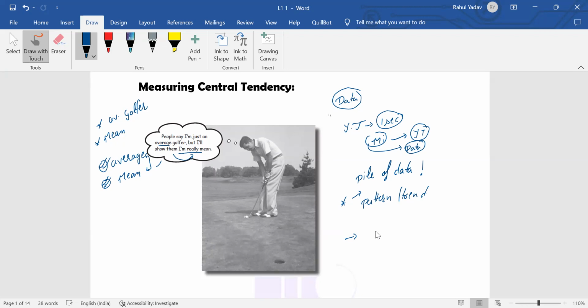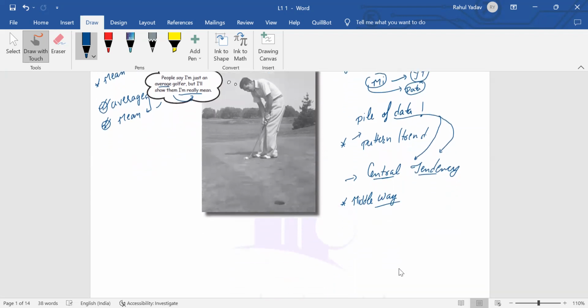So for understanding the basic idea of what the data contains, we go for measures of central tendency. As the name suggests, central tendency: how the data is tending towards the central value. This is the basic meaning, or we can say the middle way.